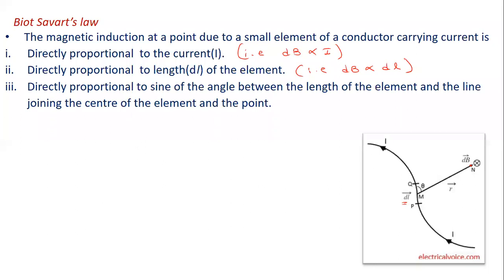Third point, directly proportional to the sine of the angle between the length element, so this is the length element, and the line joining the center of the element to the point. And this is the line. And this angle, you can see here, this angle is theta. Means here we can write this magnetic induction is proportional to sine of this theta.